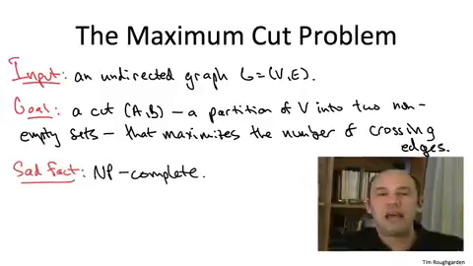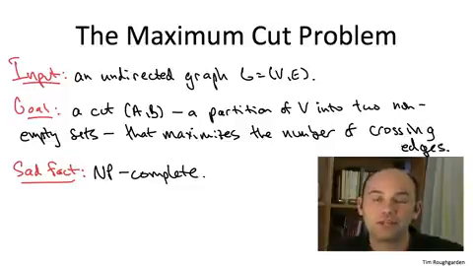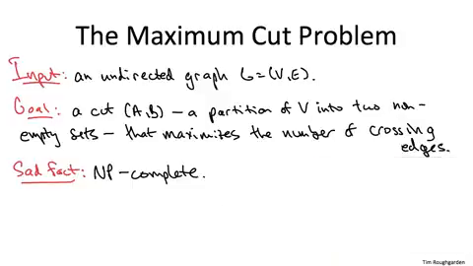So first, sadly, unlike the minimum cut problem, which we saw in part 1 is computationally tractable, the maximum cut problem in general is computationally intractable. It's NP-complete. More precisely, the decision version of the question, where you're given a graph and you want to know whether or not there exists a cut that cuts at least a certain number of edges, is an NP-complete problem. There's no polynomial time algorithm for it unless P equals NP.